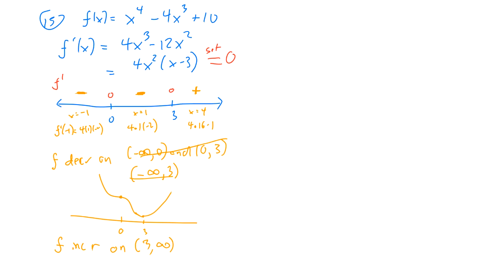Now when I classify the critical numbers, 0 is neither a max nor a min, because it's decreasing and then decreasing some more. However, over at 3, I have a local minimum using the first derivative test, because the function changes from decreasing to increasing. So that means I have a relative min when x equals 3. And the minimum value will be f of 3, whatever that is.